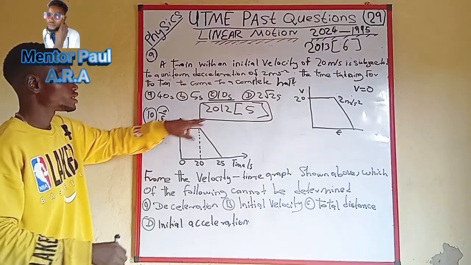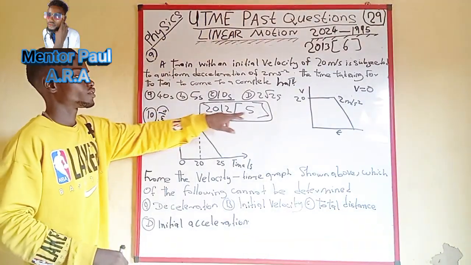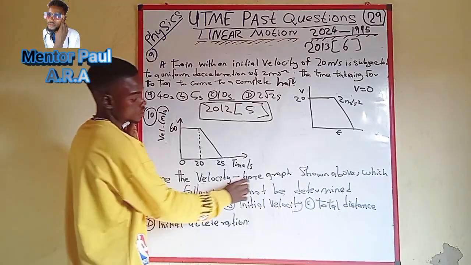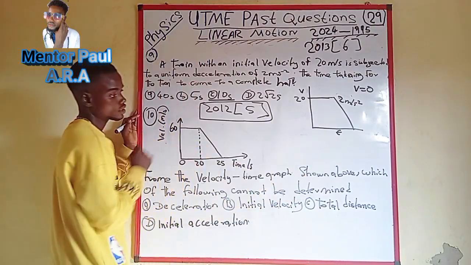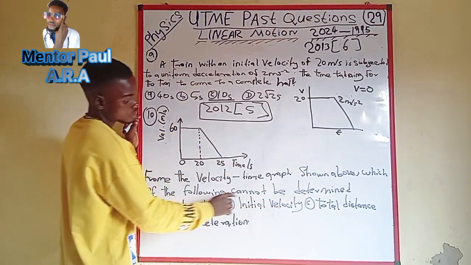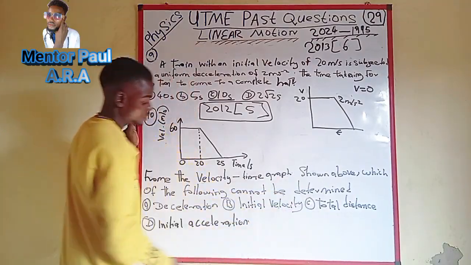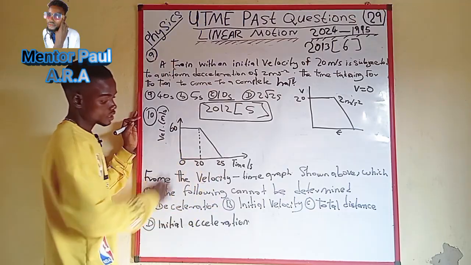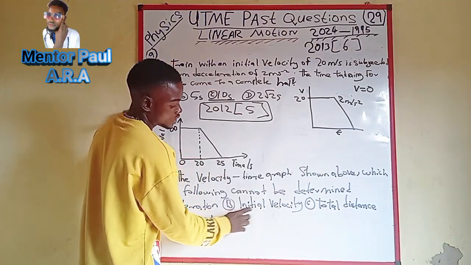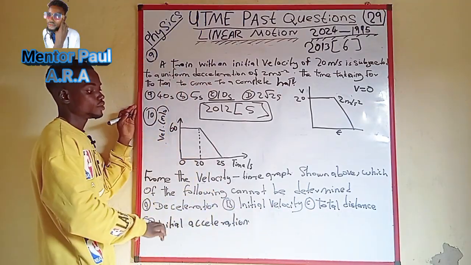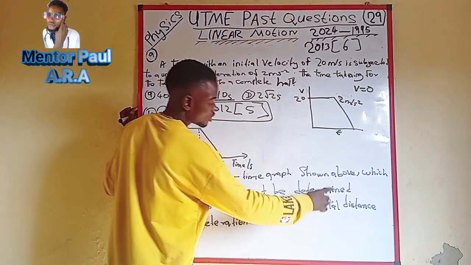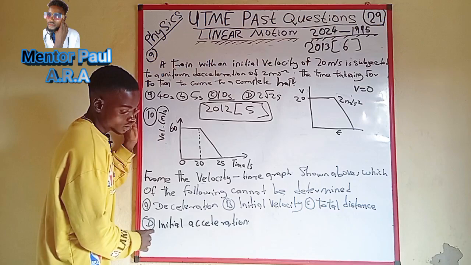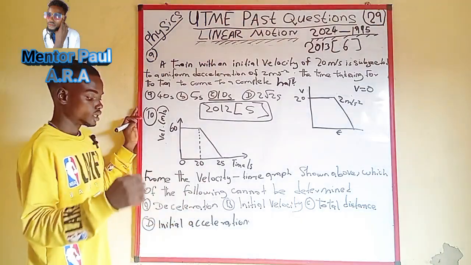Now the next question, from 2012. The first part of the question has this diagram and says: from the velocity-time graph shown above, which of the following cannot be determined? A, is it the deceleration that cannot be determined? B, is it the initial velocity? C, is it the total distance? D, is it the initial acceleration that cannot be determined?